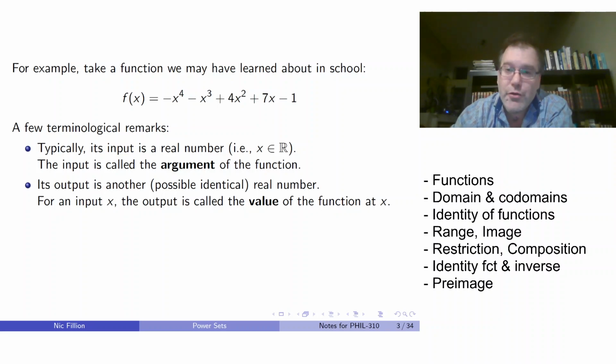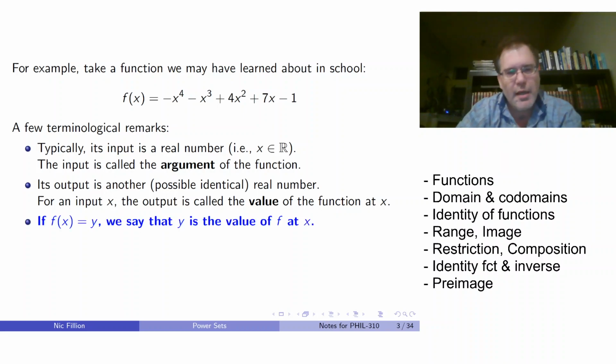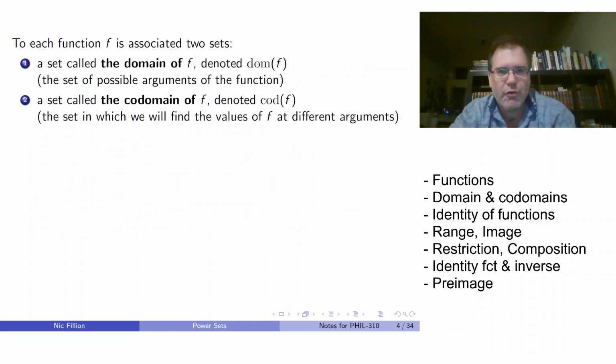So the value of a function is the output of the function. So that if we have an identity claim such as f of x equals y, then we say that y is the value of f at x. That's very standard terminology. I'm sure you've seen that before.